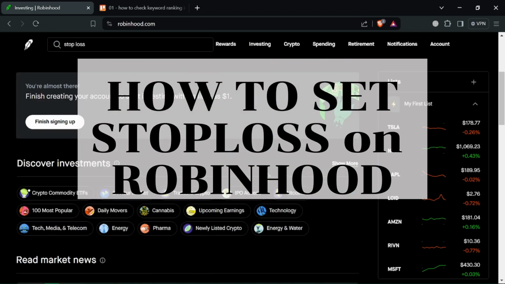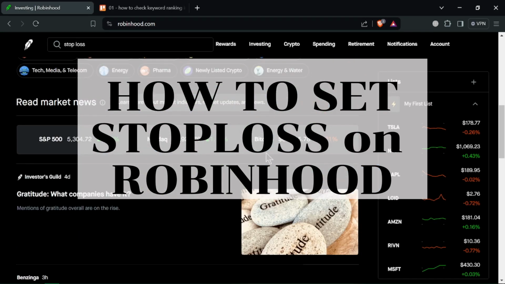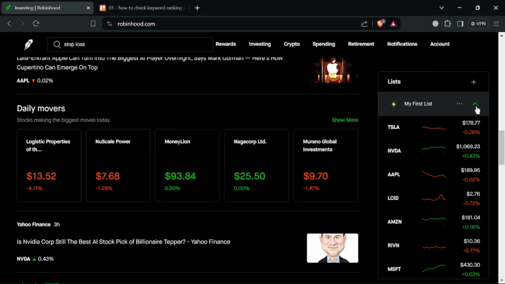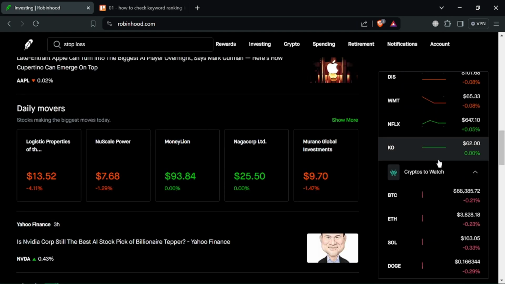How to set a stop loss on Robinhood. Worried about losing money on a stock in Robinhood? Stop loss orders can help. This video shows you how to set one up in under 90 seconds.